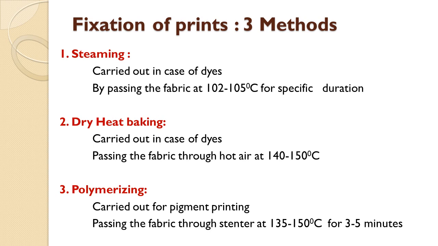So this is carried out on stentor at 135 to 150 degrees Celsius for 3 to 5 minutes. So basically polymerization of the binder film is carried out. Binder is an essential ingredient in case of pigment printing, which binds the pigment particles and gets cross-linked with the textile substrate. So it is nothing but a sandwiching mechanism. So sandwiching of the pigments will be carried out with the help of binder film that gets cross-linked with the textile substrate. So between the binder film and textile substrate, pigment particles are getting trapped.